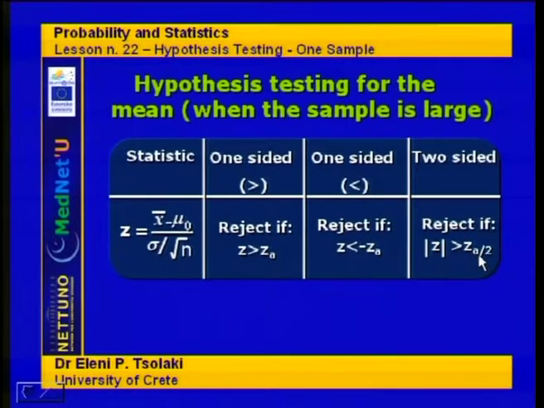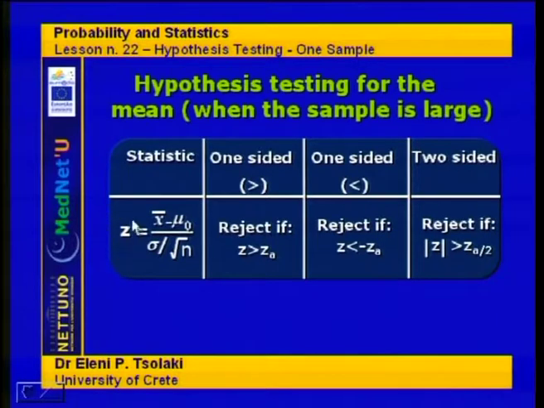We note here that this is half of this. And this is because in the one-sided, as we have seen, we have one side in the distribution. Here our area becomes half one side and half the other side.